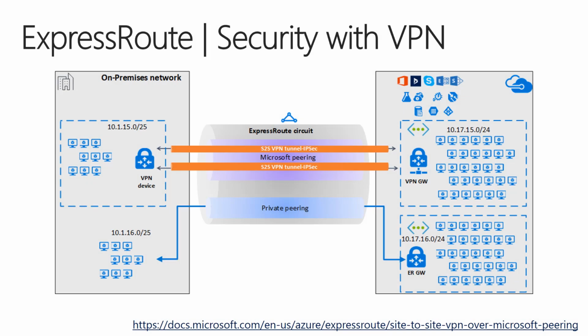A third option is to configure a site-to-site VPN over ExpressRoute with Microsoft peering enabled, and the link to this document is at the bottom of this slide as well. This results in a connection that is secured by an IPsec/IKE, IKE v1 or IKE v2 VPN tunnel. Now, to utilize this tunnel, you'll again need to ensure that the routing is configured properly on premises to force the traffic through the VPN device in your on-premises network.